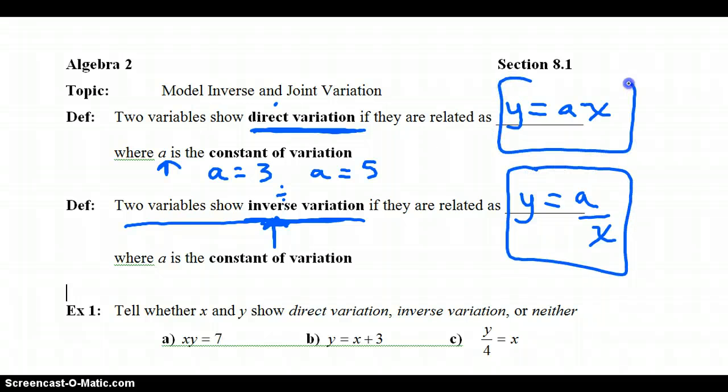Okay, so bold these. And how are you going to know if we have a times or an a divided by? We'll look for keywords like direct or inverse. Pause, make sure you have those notes up to date.